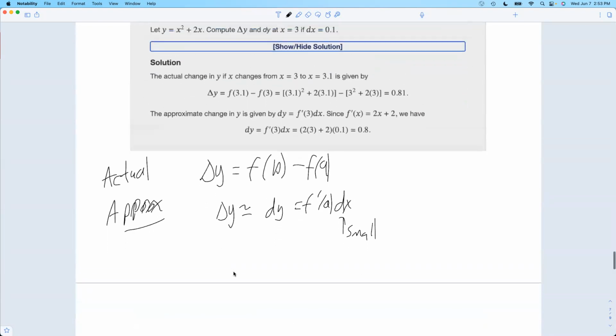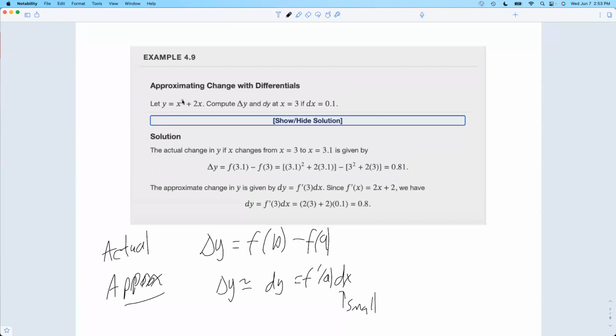Okay, so here's an example. I've got y equals x squared plus 2x. My actual delta y, my actual change in y values, I'm going from 3 to 3.1. We're literally plugging in both of those values. So plug in 3.1 for x, plug in 3 for x, subtract those two y values, and you get that number. That's the actual change in y.